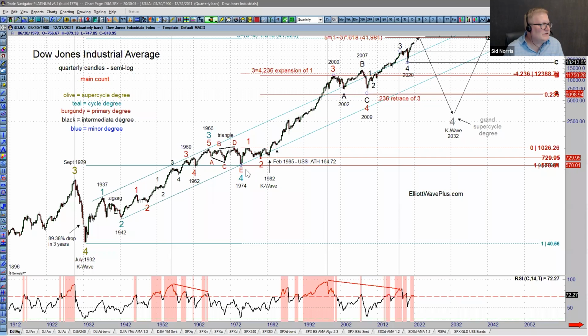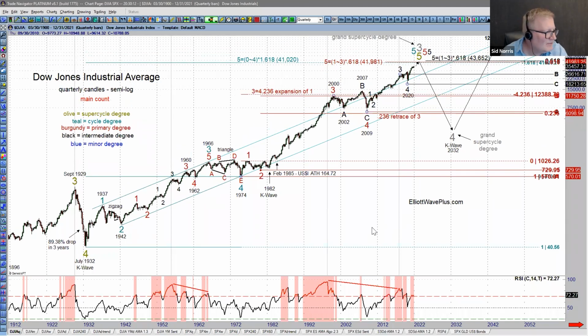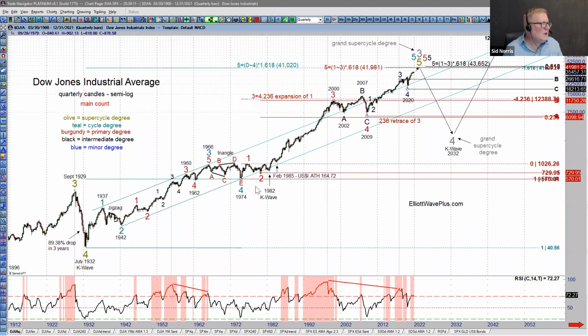Well, obviously, since then we've been in a really, really extended fifth wave, way more extended than a typical fifth wave. That doesn't mean that fifth waves can't extend this far. It usually happens in commodities, but in this case, it looks like it's happened in the stock market.